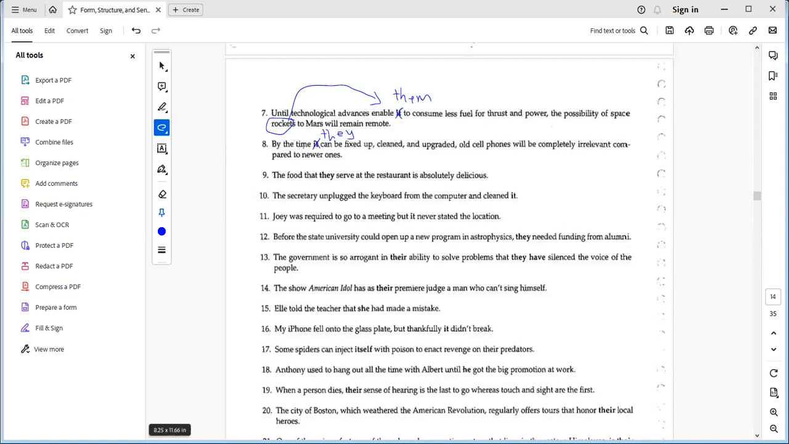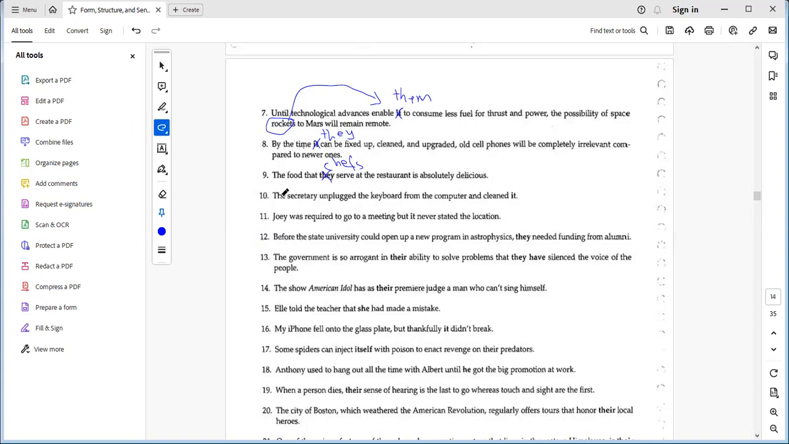The food that they serve at the restaurant is absolutely delicious. Who are they? It's going to stand for what? Can we say the food that it serves at the restaurant? It will not work. So here is one of the conditions. Again, it will not come in the test, but here is one of the conditions where we can write a noun. So we can say chefs. Clear?